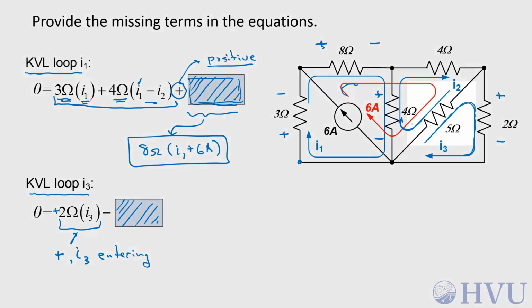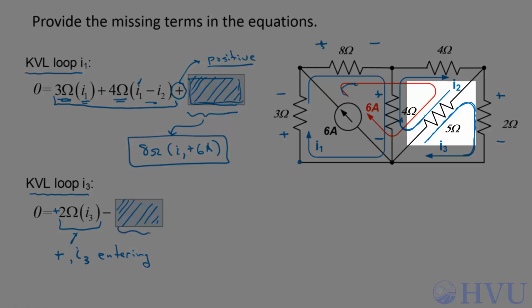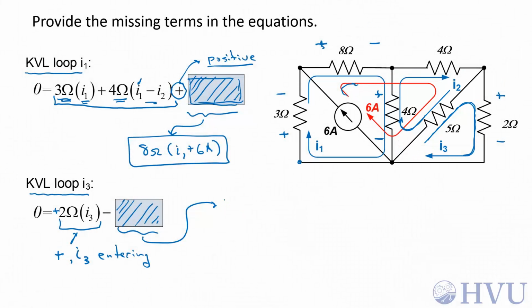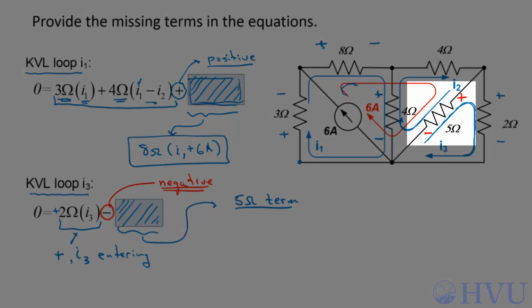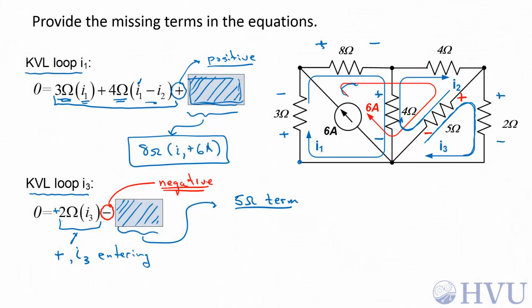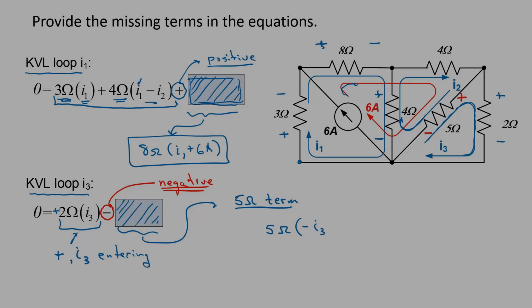The only other resistor is this 5 ohm resistor, so this term must be associated with the 5 ohm resistance. However, this term is being subtracted. That means that I have to set up my sign convention such that I3 is entering the negative terminal. So this voltage is 5 ohms, the resistance, times the negative of I3.